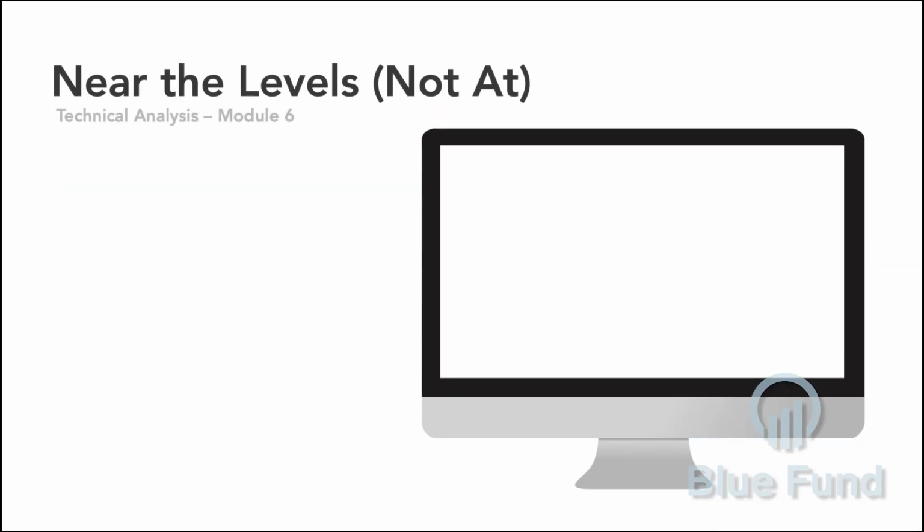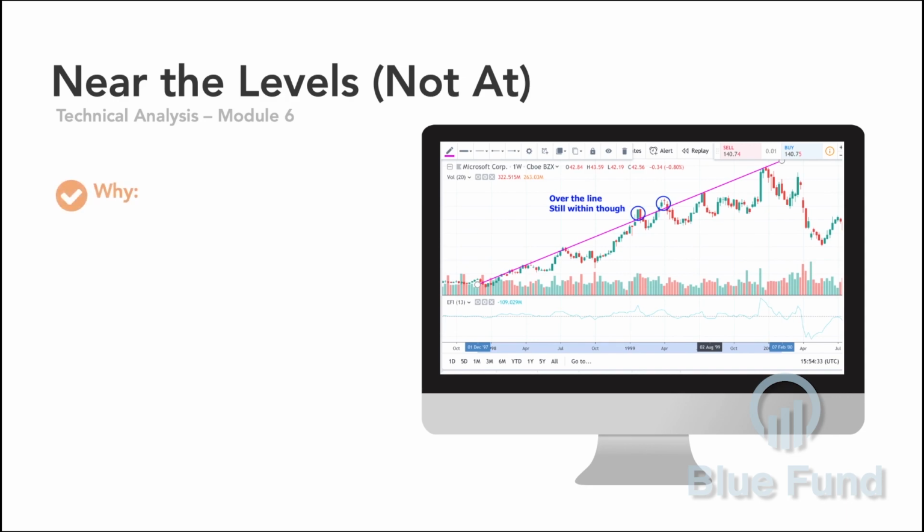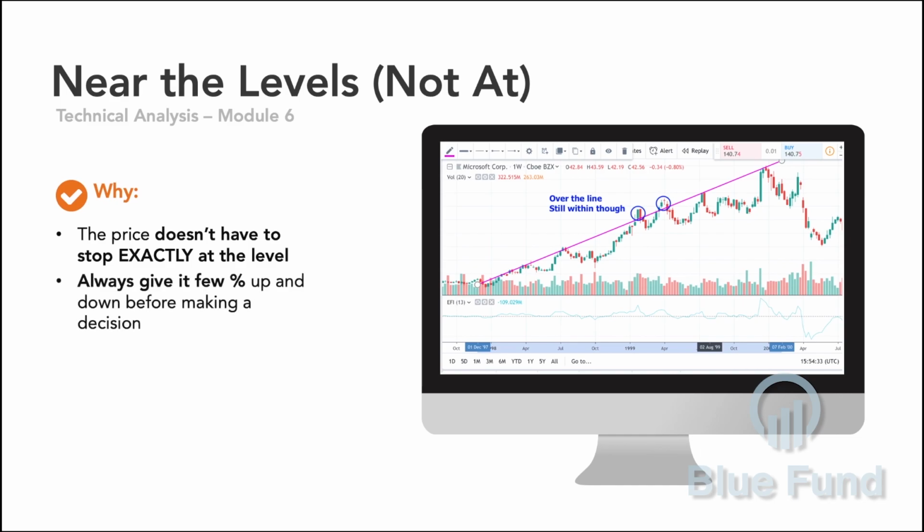It is set on purpose near the levels, not at the levels, because you simply have to give a little bit of space to the resistance and support lines. It will never be exactly on the line, especially when it comes to breaking resistance and support levels. You have to give it at least a few percent up and down to really confirm that the level has been broken.